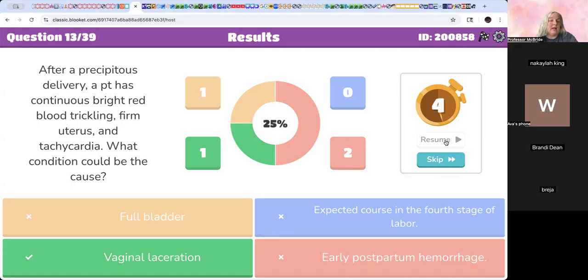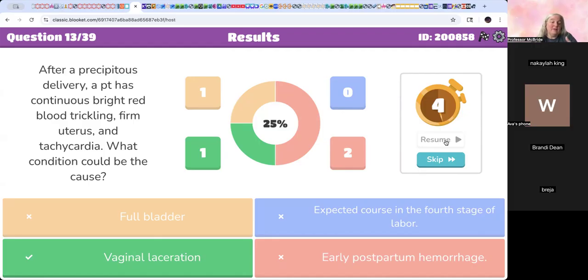Instead of seeing the bright red blood trickling that the question gives us, what if we saw something else? The pad was actually fine. The bleeding was fine, but she's got a firm fundus and tachycardia. I could look at her vulva and see if I see a hematoma, but sometimes it's tucked up in the vagina too. So the other thing we could see with a hematoma might be her having pain. Like, wow, it really hurts down there.